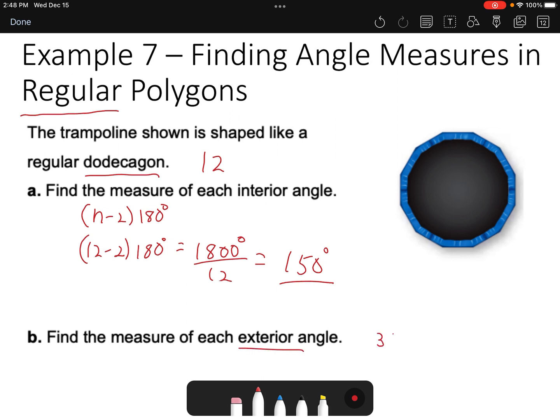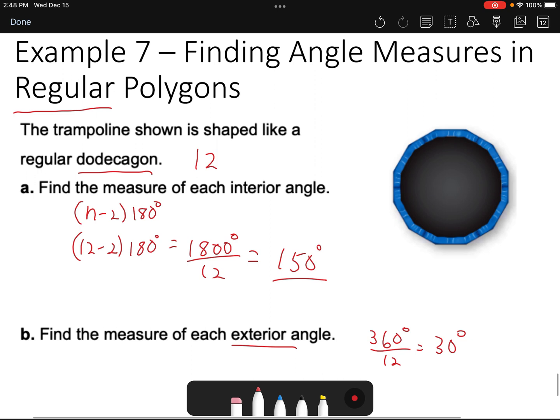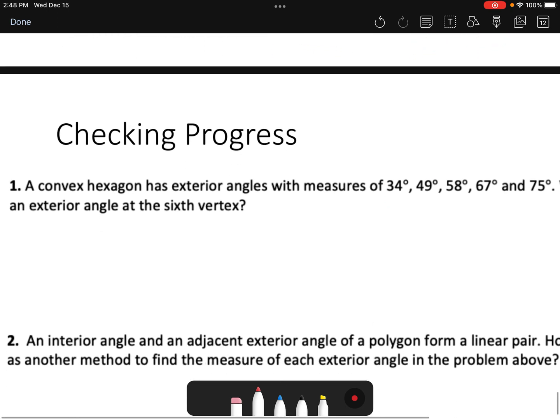What will each exterior angle be? Well, you could go 360 divided by 12, right? 30 degrees, because you have a sum of 360 and you have 12 equal exterior angles. But there's another way of thinking of it. What does an interior and an exterior make? They make a line. So if this right here is 150, then this right there has to be 30, because 150 plus 30 is 180. So there's lots of ways to do this.